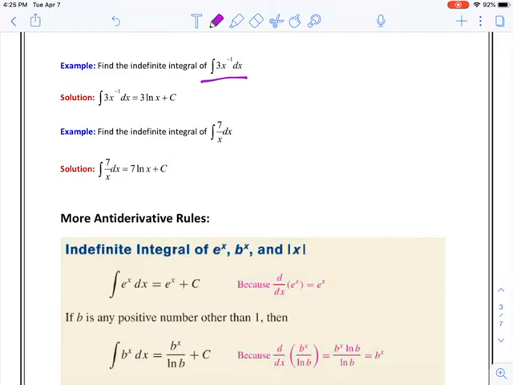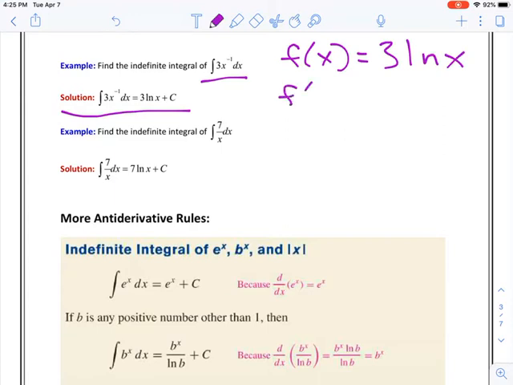So it says here in the solution that the indefinite integral of 3x to the -1 dx is 3 log of x. Well, let's see why that is. If we have a function f of x equal to 3 times the log of x, and I ask you to find the derivative of that, you could find the derivative pretty easily. It's going to be 3 over x.